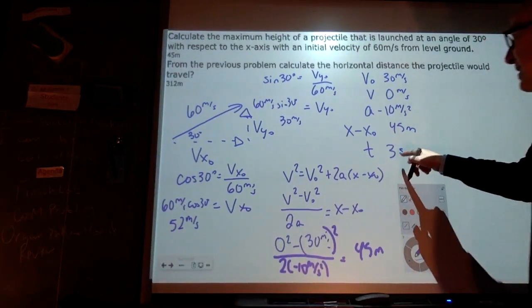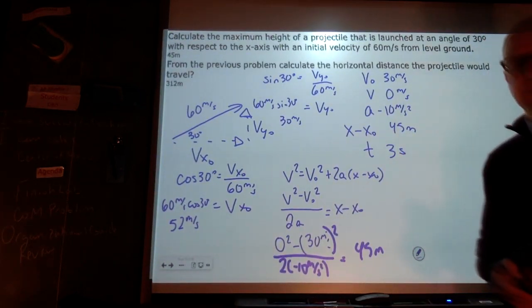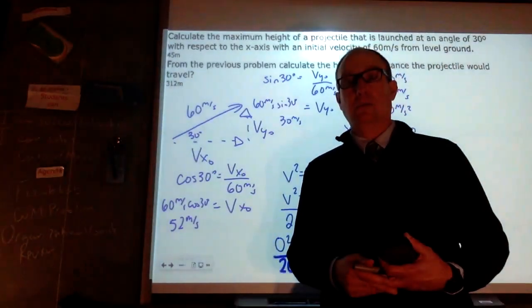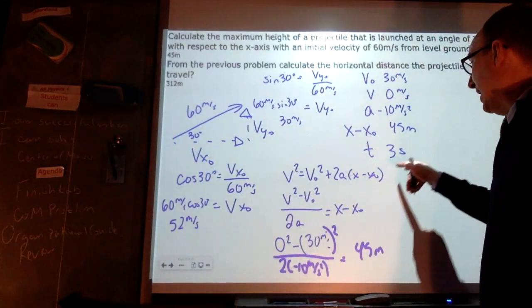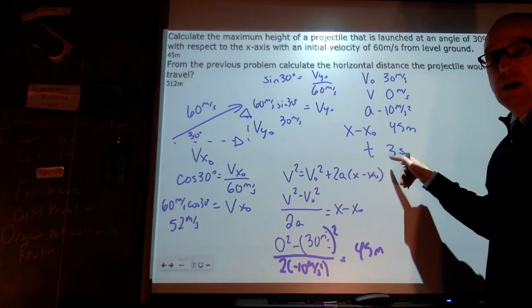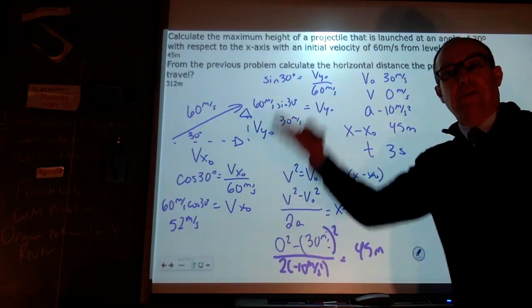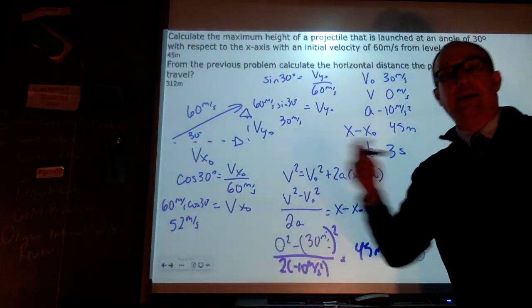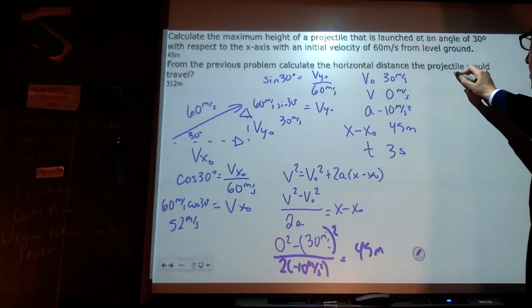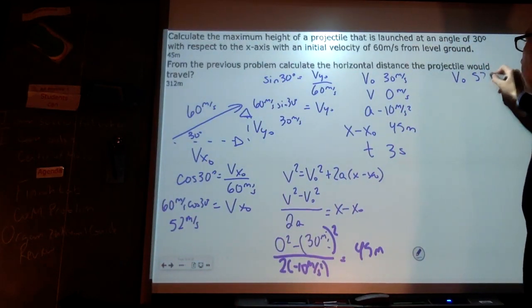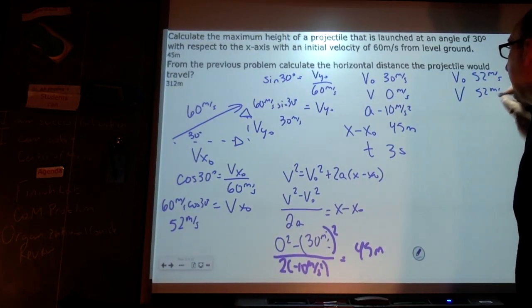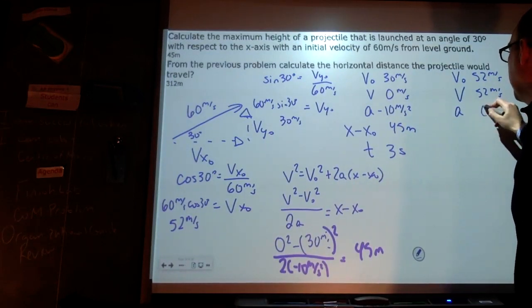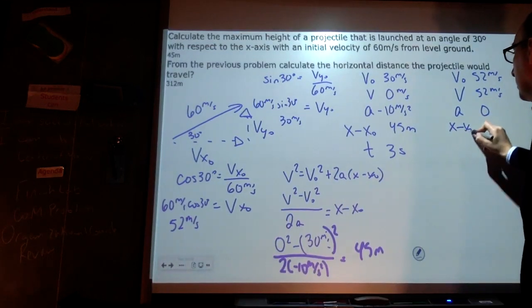And then this is 3 seconds, right? Because every second it's going to change by 10 meters per second. So how far it goes sideways, well, this is only half of the flight. There's going to be a whole additional half of the flight as it's coming back down to the ground. So for this chart, I'm going to use my 52 meters per second, and that's my beginning and end in the x direction, and my acceleration is 0.